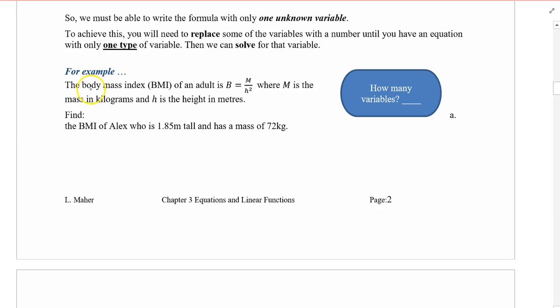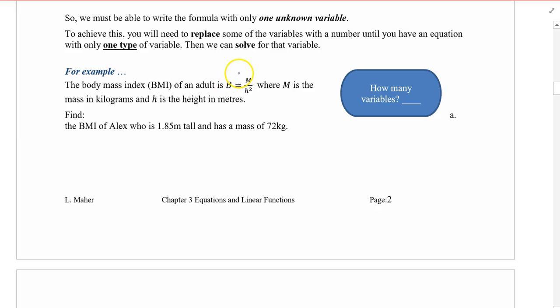So another example, the body mass index, the BMI of an adult, is B equals M divided by h squared. So you can see there are 3 variables in total, where M is the mass in kilograms and h is the height in metres of the person.